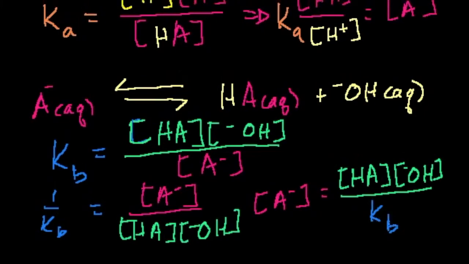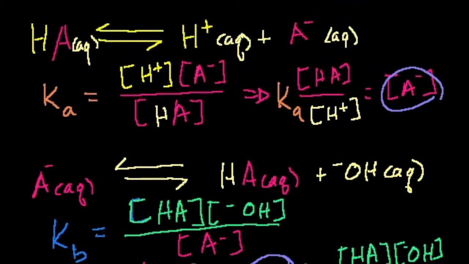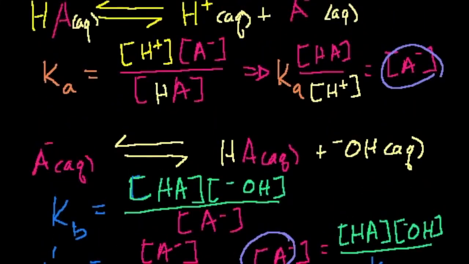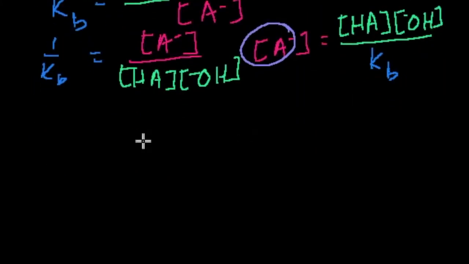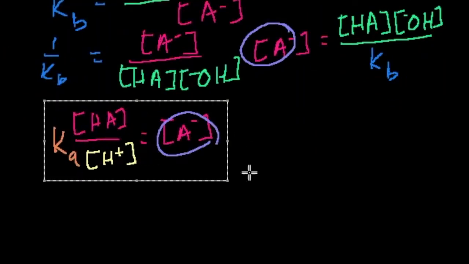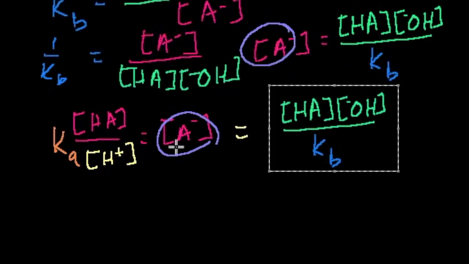Now, these are the same reactions, right? In either reaction, for given concentrations, I'm going to end up with the same concentration. This is going to equal that. These are two different ways of writing the exact same reaction. So let's set them equal to each other. Let me copy and paste it. I'm saying that this thing is equal to this thing right here. That's equal to that. So let's see if we can find a relationship between Ka and Kb.